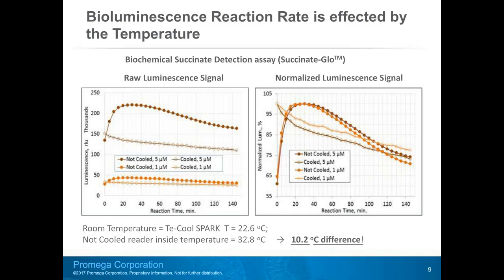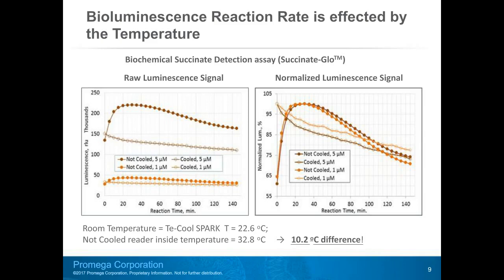As you see on the T-cool reader, signal increases continuously for the first 20 minutes and then starts decreasing. Contrast this with the Tecan not cooled reader, where signal measurements immediately start gradually decreasing. The signal strength for the first measurements is quite similar between both instruments. On the left graph, you see it's around 30,000 counts.